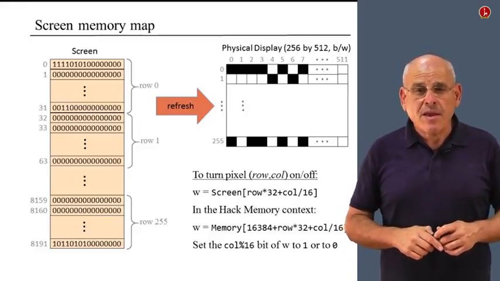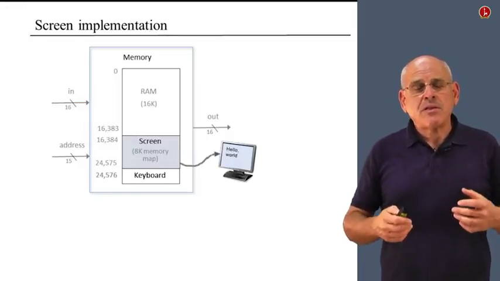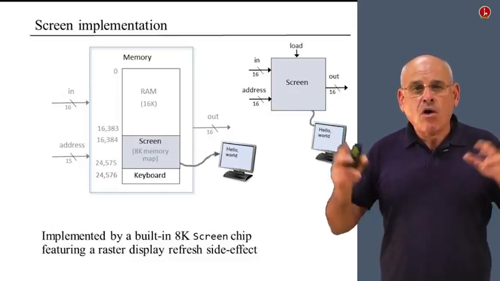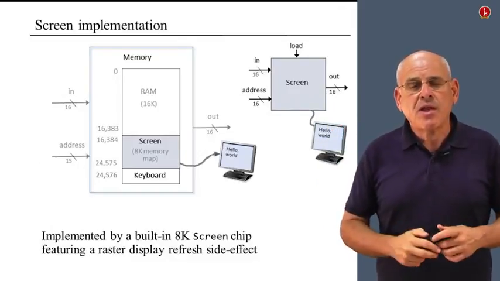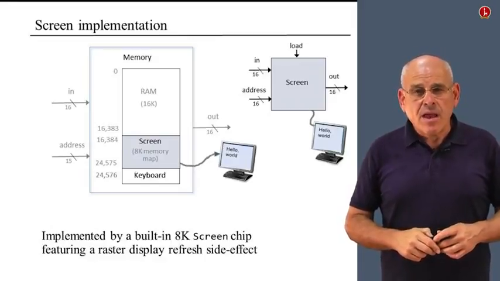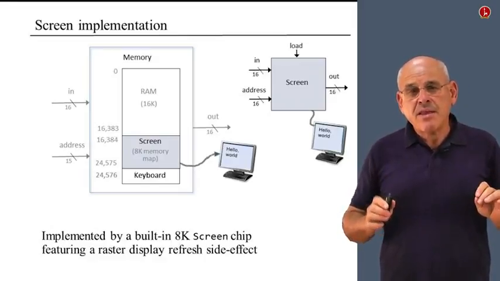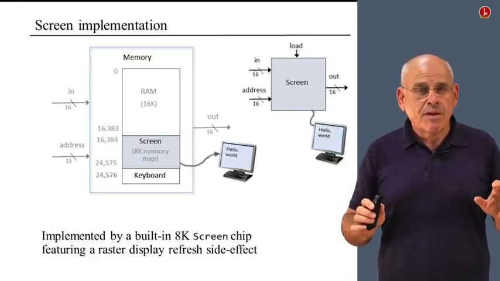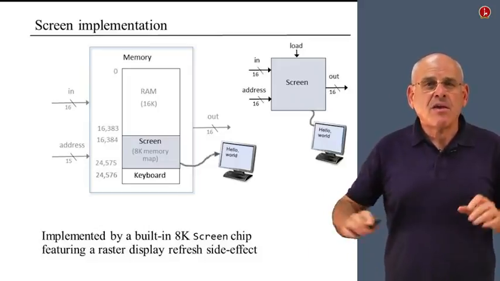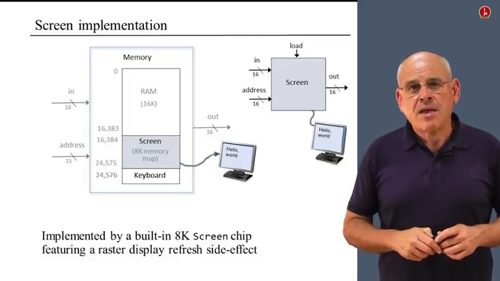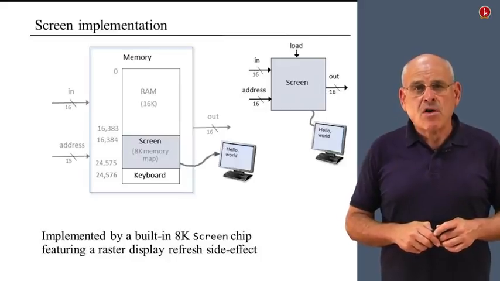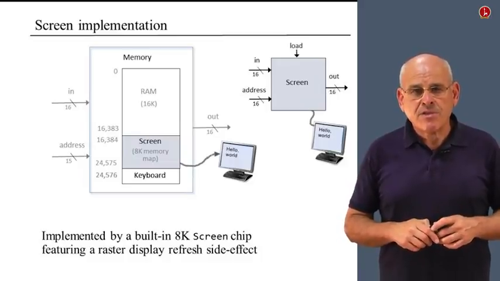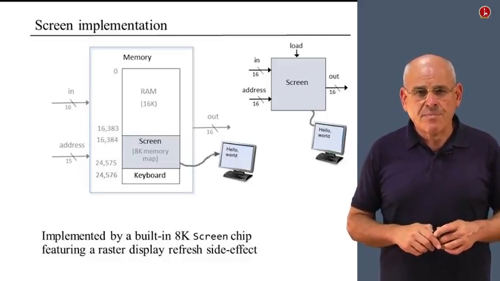So how do we implement it? Well, we use a special built-in screen chip that knows how to automatically, quote unquote, refresh a connected display unit. Now, I want you to notice that for the most part, there's nothing special about this chip. It's just a regular RAM chip. However, it has this nice side effect of refreshing a connected display unit. So this is the chip that we are going to use in order to implement the display effect of our computer.